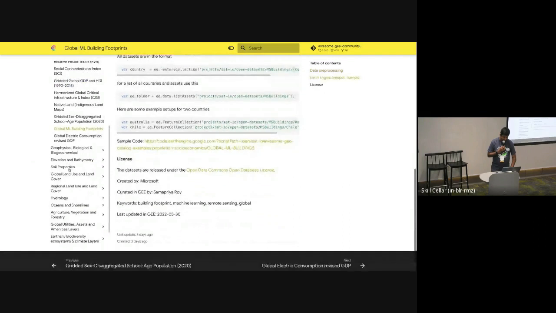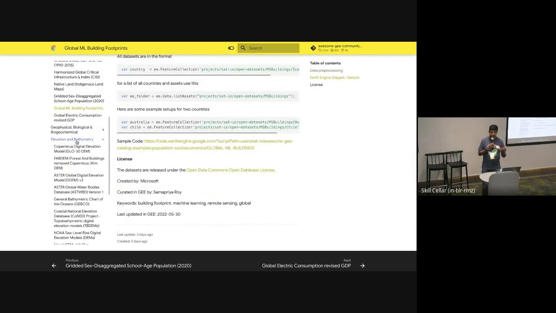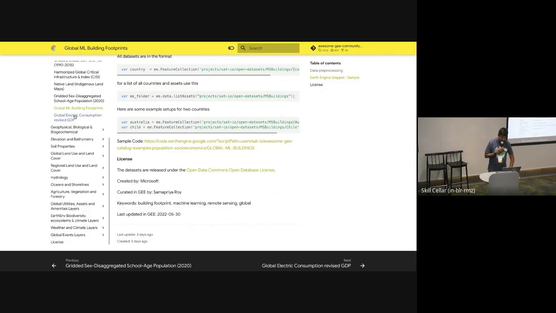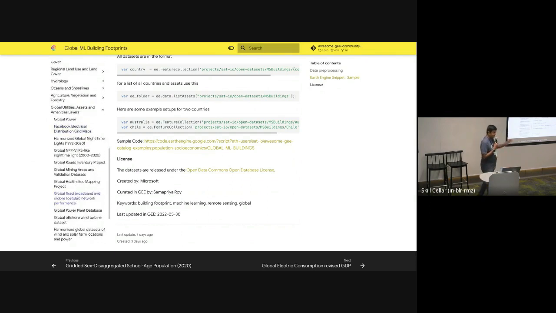Other kind of data that you might be interested in is the elevation data. Getting a DEM for your region is typically pretty hard. There are a lot of DEMs available here in this data set catalog, so you can check those out. My favorite are these global utilities and assets. A lot of this vector data that you may want to have. Where are all the photovoltaic farms? You have the global database of that. Where are all the wind farms? There's a database for that.